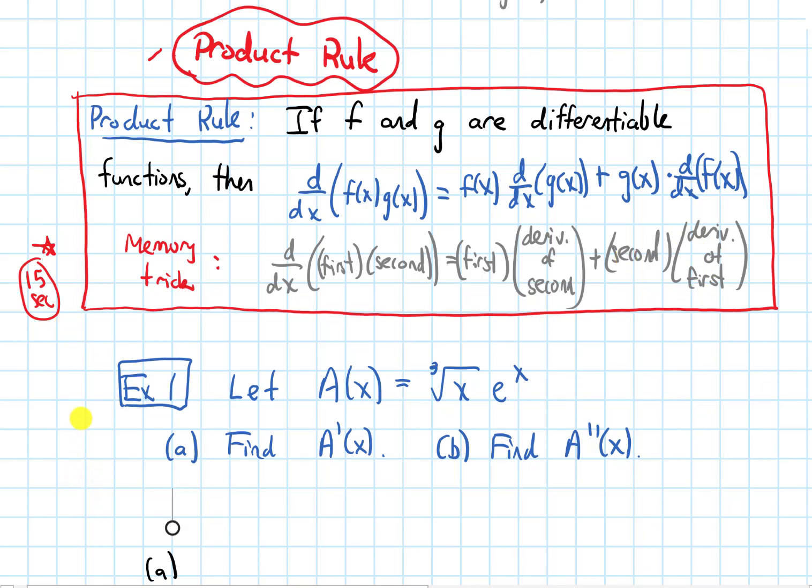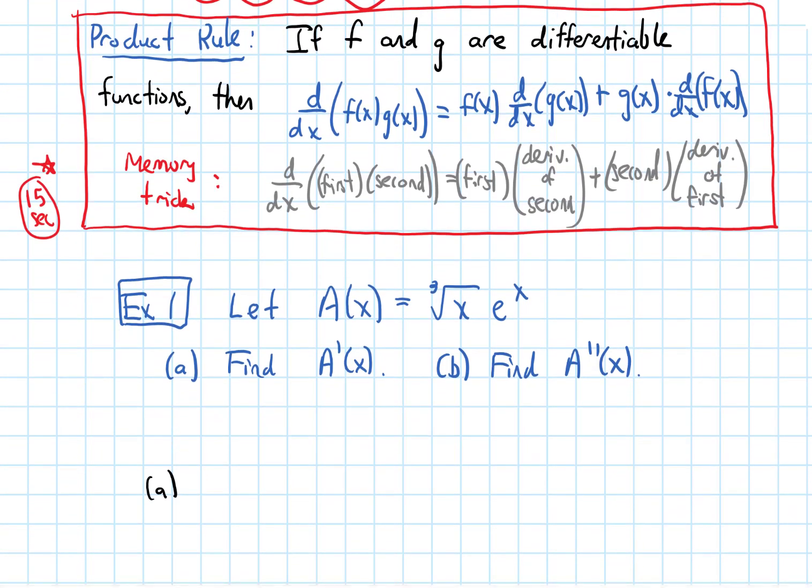Alrighty, so let's get into some examples. So I'm not going to prove the product rule. We could do it using the limit definition of the derivative. I want to focus our time more on applying it and doing some examples. So let's let a of x be cube root of x times e to the x. Part A says find the first derivative of a. Part B says find the second derivative of a.